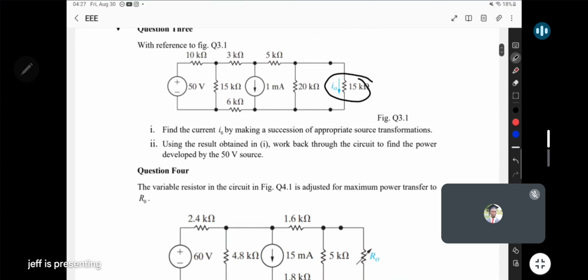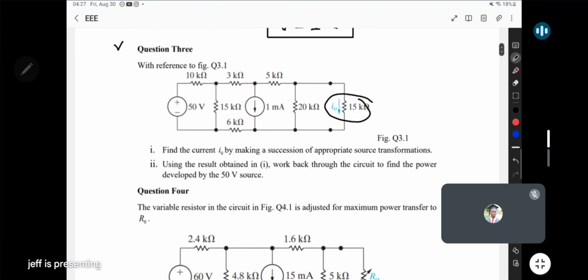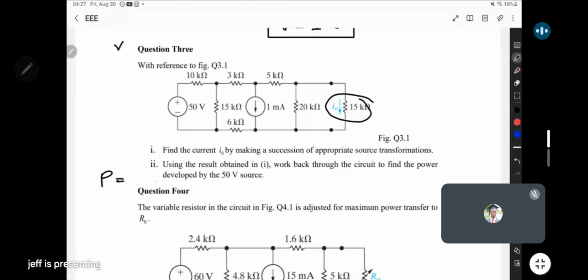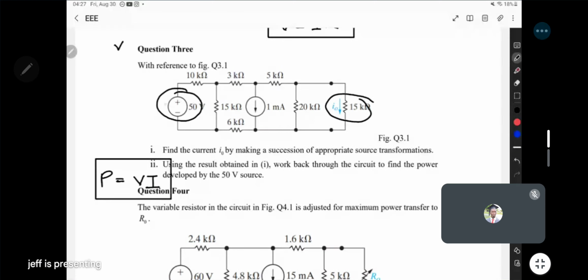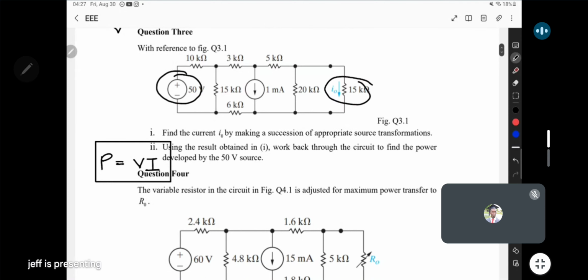So how do we do that? You see, the formula for power in a circuit, power is equal to voltage times current. This is how you calculate power, implying that for this source, if we wanted to find the power developed there, all we have to multiply is the voltage it is supplying, 50 volts, by the current it is supplying. So we need to understand what the current coming from there is. This would give us the power developed by that element.